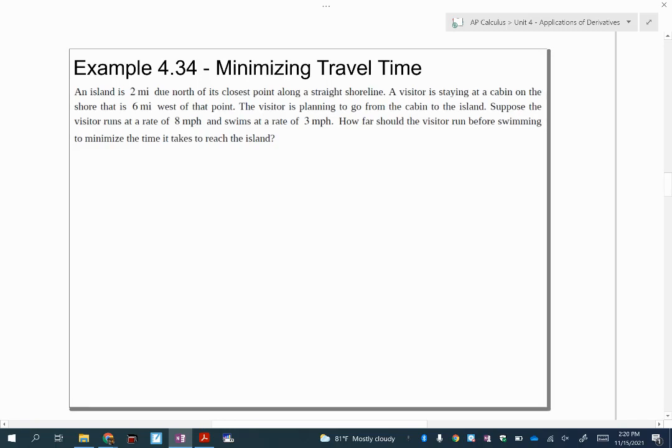Have an island. So I'll draw a little picture here. It's not going to be great, but we have an island. Let's say the island is 2 miles due north of the closest point along a straight shoreline. So here is the shoreline, and that's going to be 2 miles here.